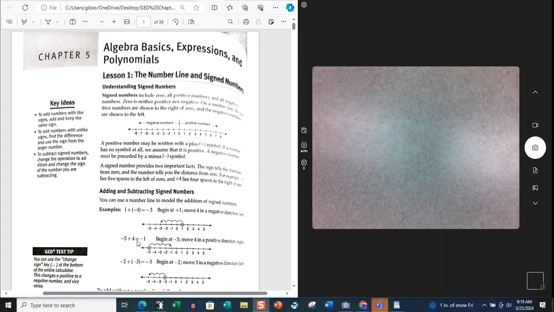Now we have negative 5 plus 4. You will start at 0. And then you'll go to negative 5, which is 1, 2, 3, 4, 5. That's negative 5. Now it says add 4. So at negative 5, you will add 4. You'll go 4 to the right. 1, 2, 3, 4. So your answer here is negative 1.